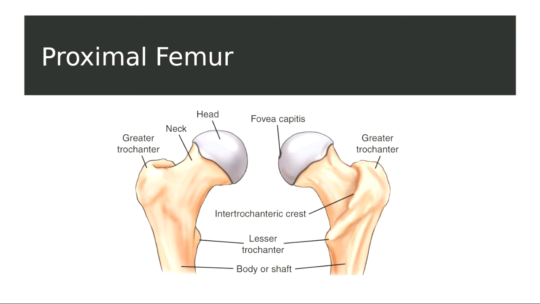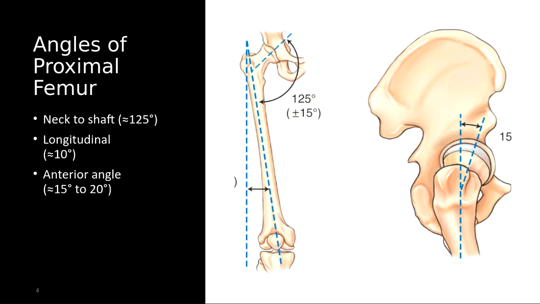When we look at the angles of the proximal femur, the first one they show you is when the patient is upright. When the patient is standing up straight, notice that the femur does not come straight up and down. It actually angles outward, anywhere from 5 to 15 degrees.